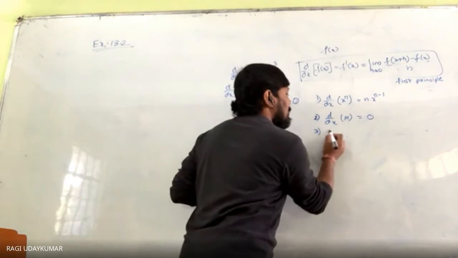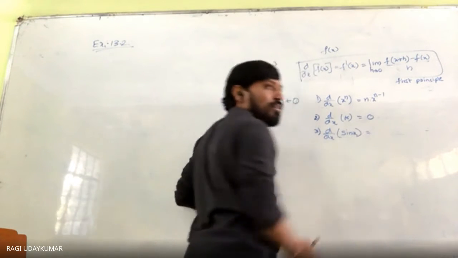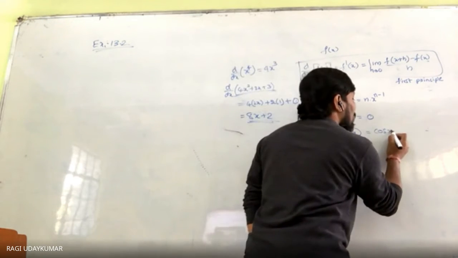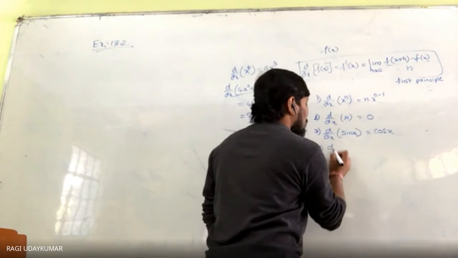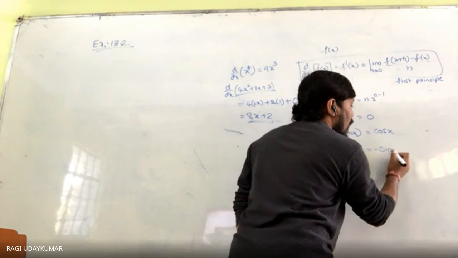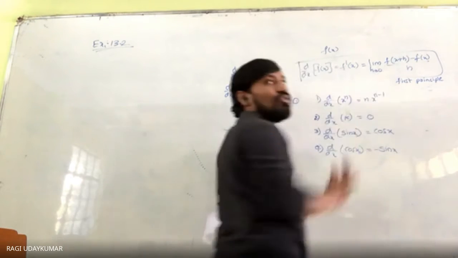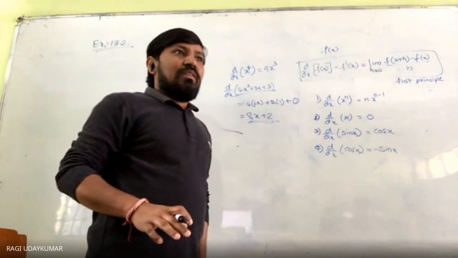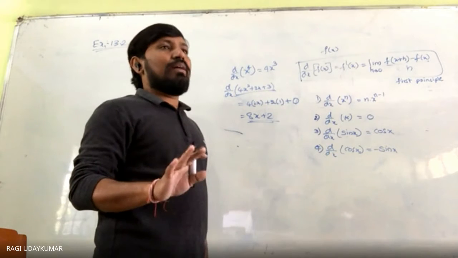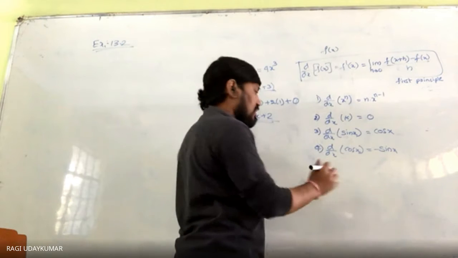So the third one is d by dx of the trigonometric functions, that is sin x. Sin x is a trigonometric function. D by dx of sin x is equal to cos x. The fourth one is d by dx of cos x is equal to minus sin x. How do we get minus sin x? For this you have to use the limit, and trigonometry formulas also we have to apply. So if you apply these all, then it is an easy task for you to understand. But try to remember these formulas.